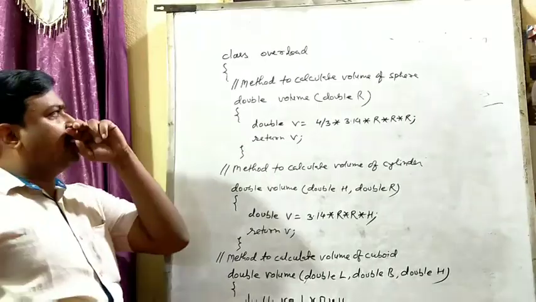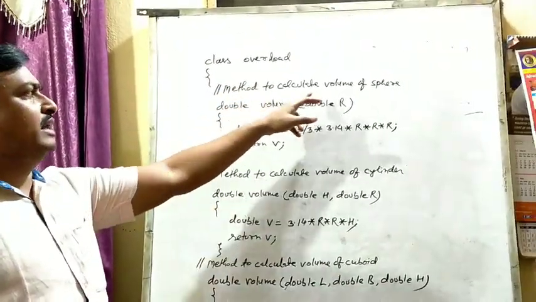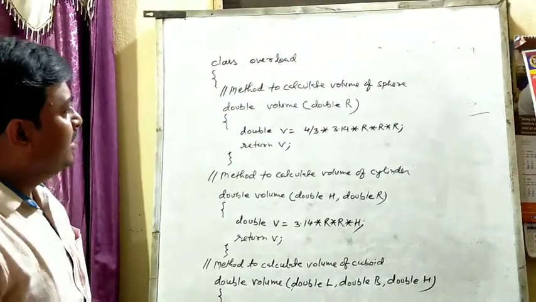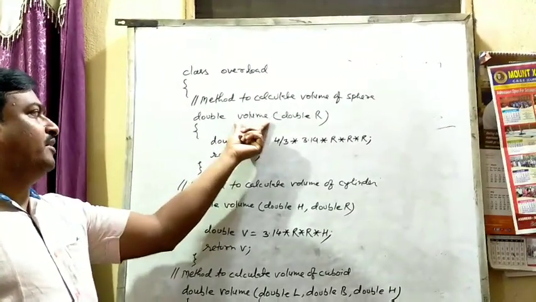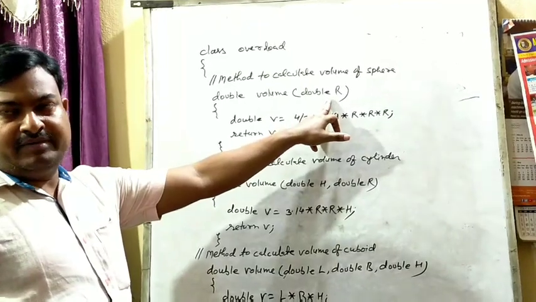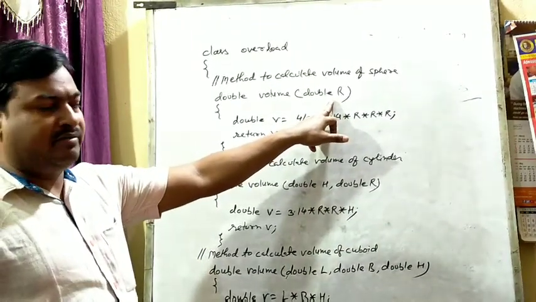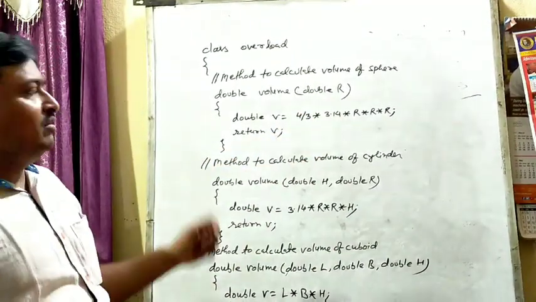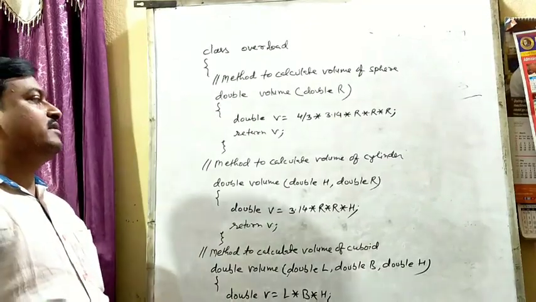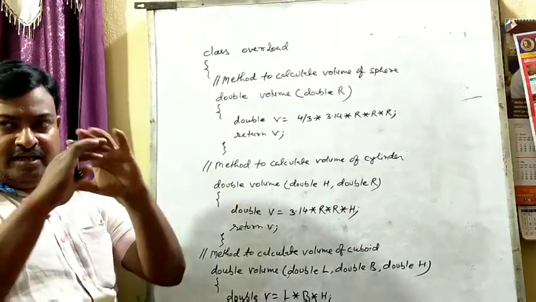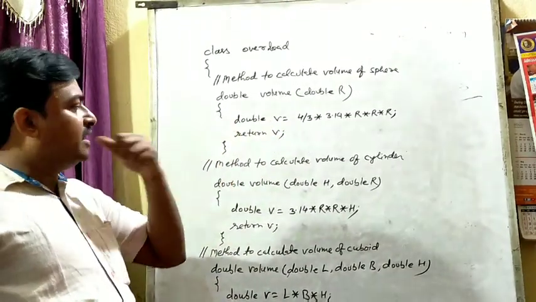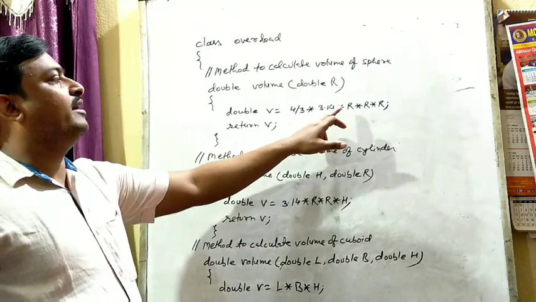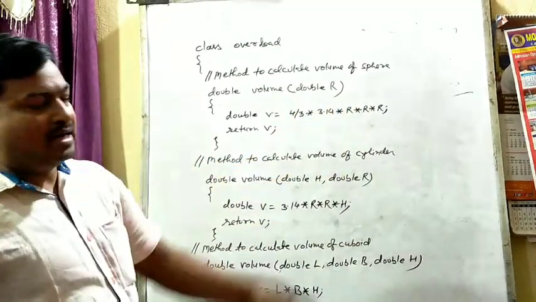Okay, students, see the solution. Class overload, method to calculate the volume of a sphere. The return type of the method is double, the method name is volume, and the parameter is double R. We have input only one value, one parametric value, that is radius. We know to calculate the volume of a sphere, we need only the radius of the sphere. So the volume of a sphere is equal to 4 by 3 into pi into r cube. 4 by 3 pi r cube.